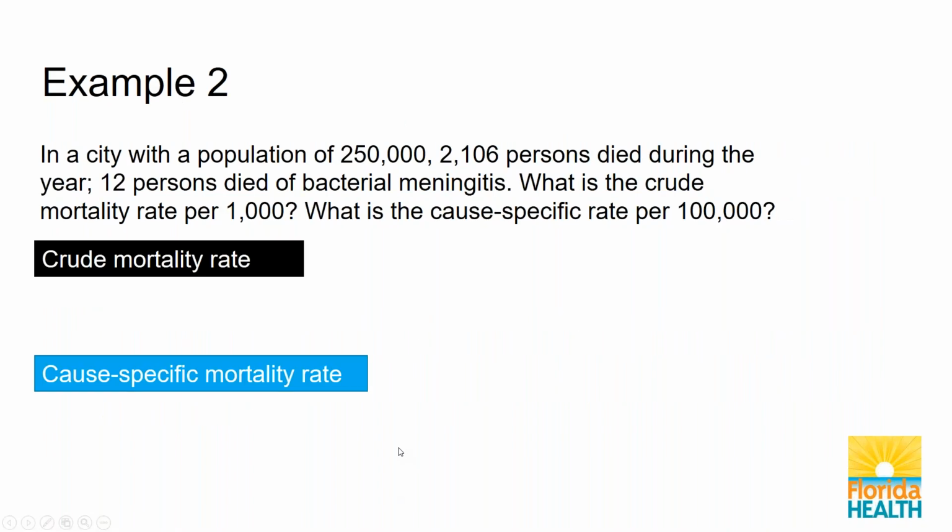So let's do example 2. In a city with a population of 250,000, 2,106 persons died during the year. 12 persons died of bacterial meningitis. What is the crude mortality rate per 1,000, and what is the cause-specific rate per 100,000?